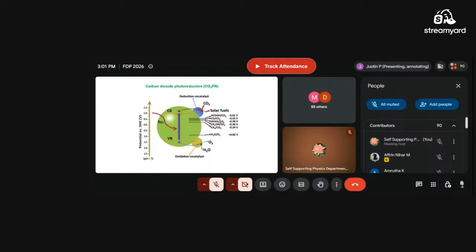This is formaldehyde, which is used in the fertilizer industry. Carbon monoxide is also dangerous, but less dangerous than carbon dioxide. And formic acid is also useful in several industrial applications. So if we can convert carbon dioxide into any one of these useful products, it will be useful for a sustainable energy society. That is the main aim.